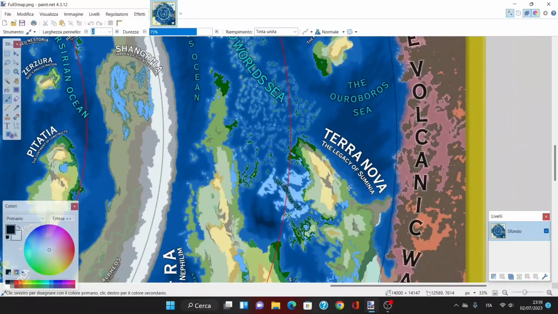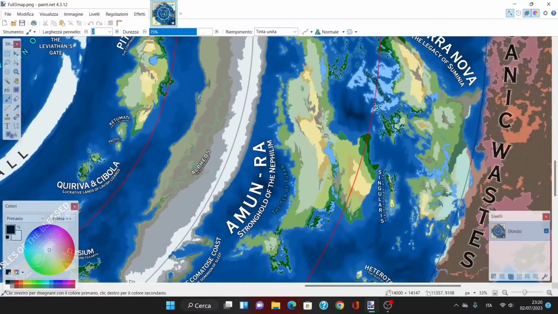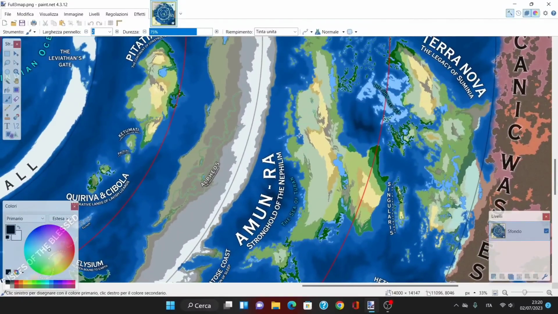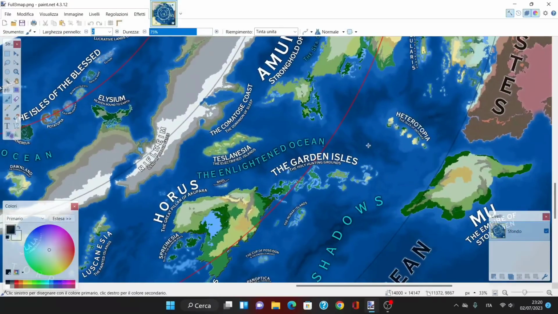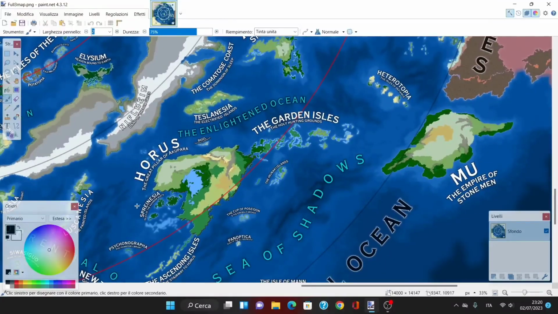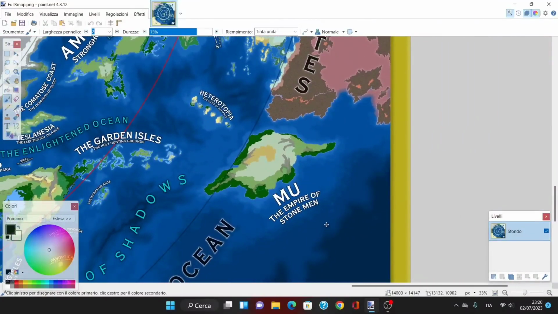And then we have Terra Nova, the Legacy of Sumnia, other places also featured in the map of the Ice Walls by Nos Confunden, so Amun-Ra, Stronghold of the Nephilim, which I actually had to research when I was covering the Nos Confunden map, because I found myself not really knowing what it was about. Then we had the Garden Isles, the Holy Hunting Grounds, a lot of interesting things, even Horus, the Great Pillars of Akupara, and of course Mu, the Emperor of Stoneman.